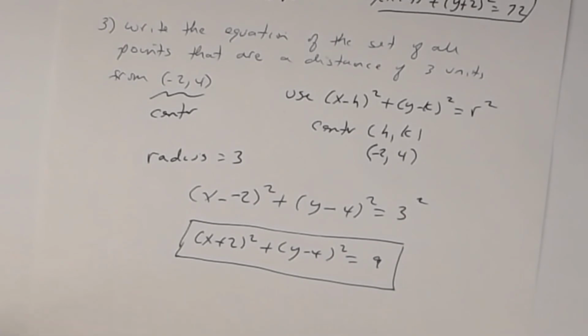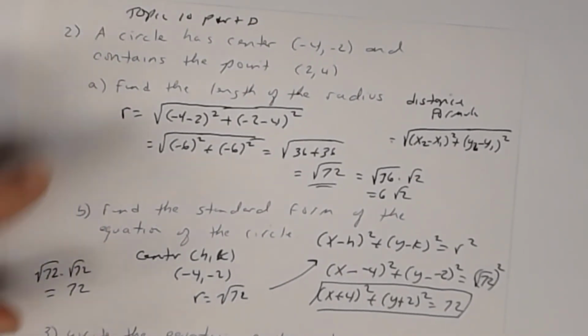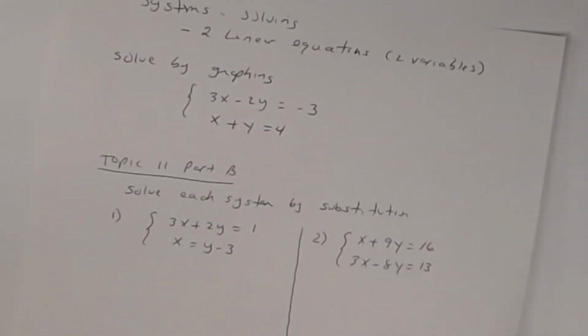All right, so that was the second part. This right here is the second part of that worksheet on topic 10, part D. All right, so that's going to take care of the circles. Now the next thing you're going to talk about is systems.